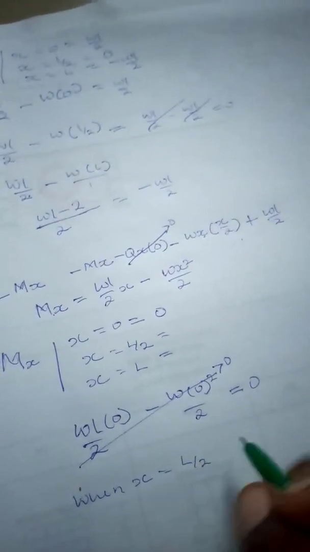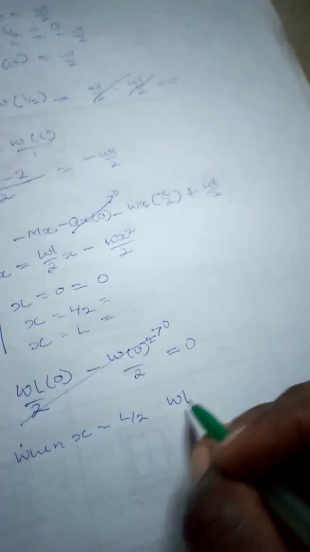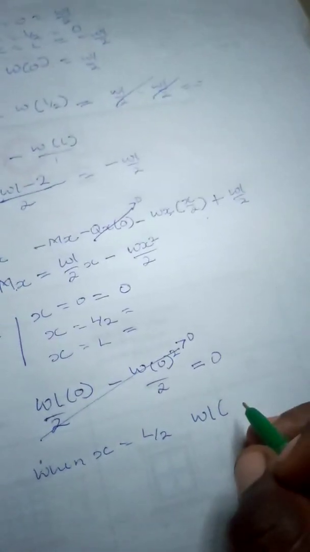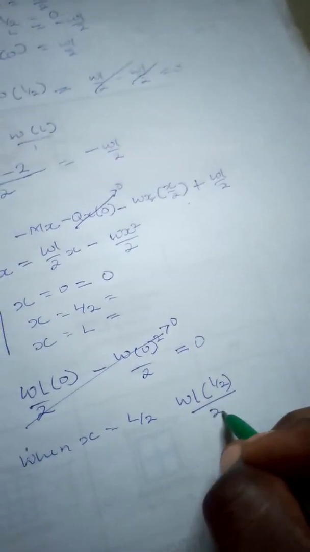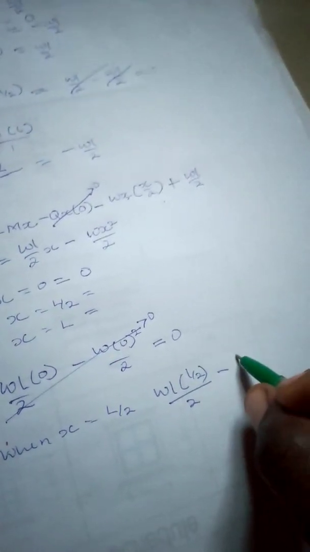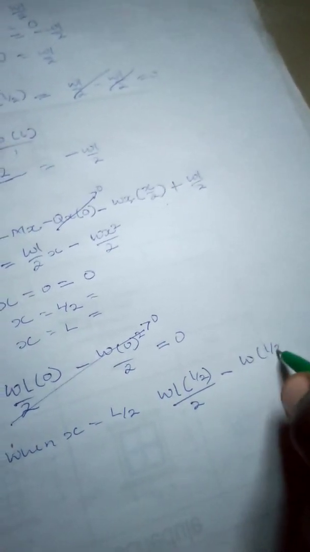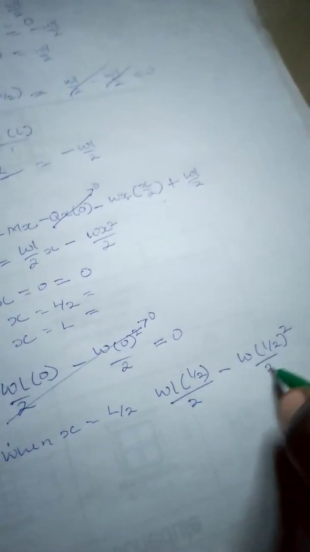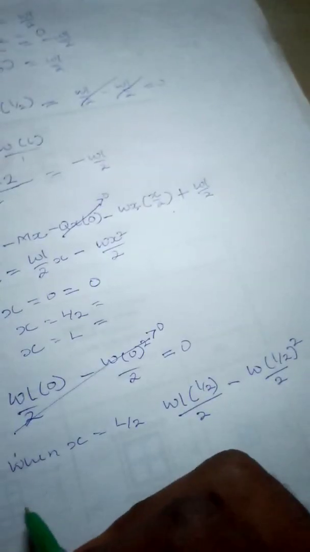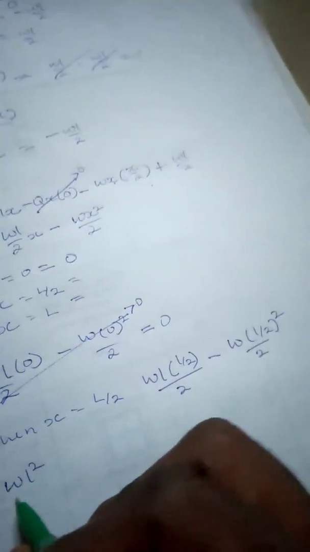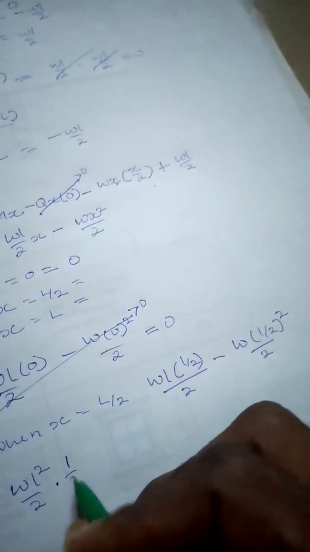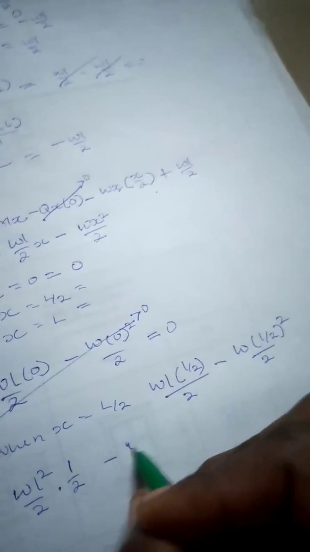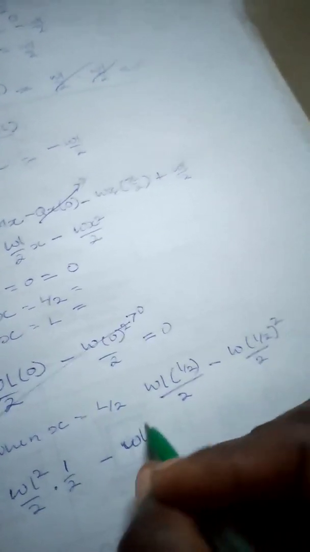L over 2, we are going to have WL into L over 2, minus W into L over 2 all squared all over 2. So here we're going to have WL squared all over 2 times L over 2, minus W L squared all over 4 times 1 over 2.